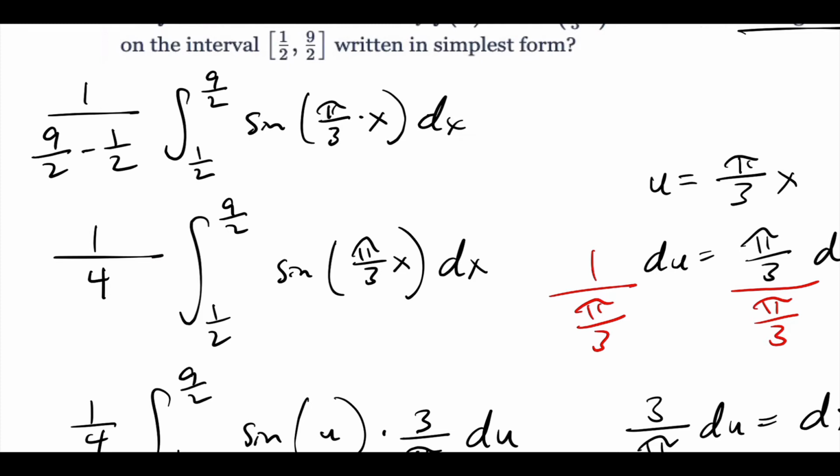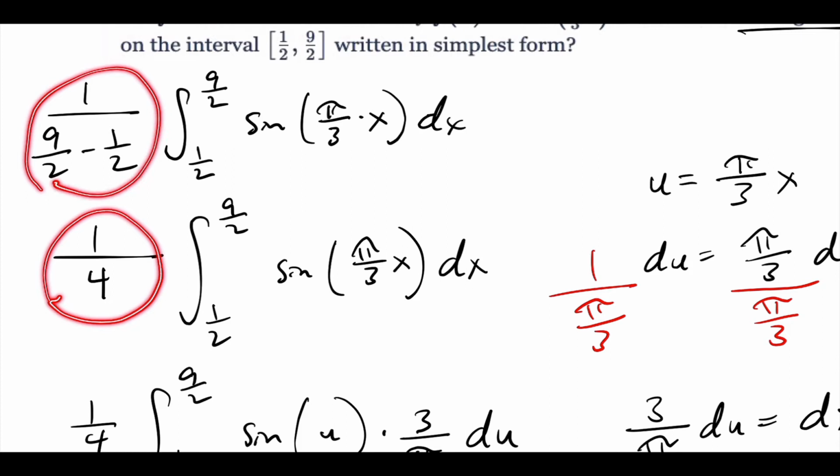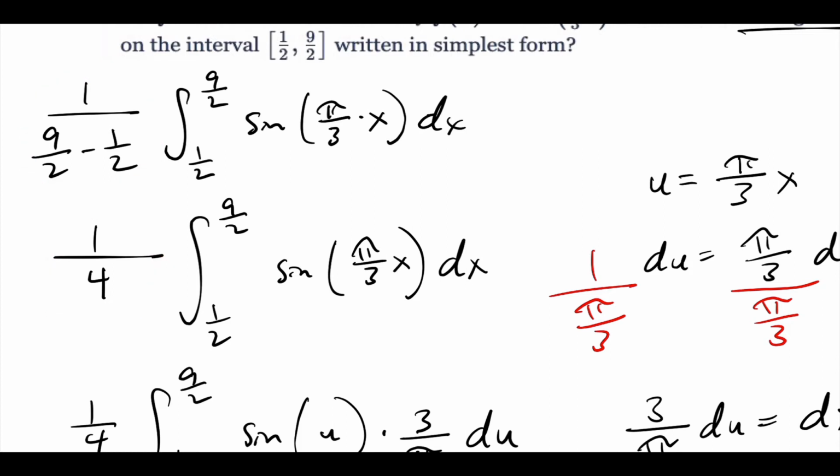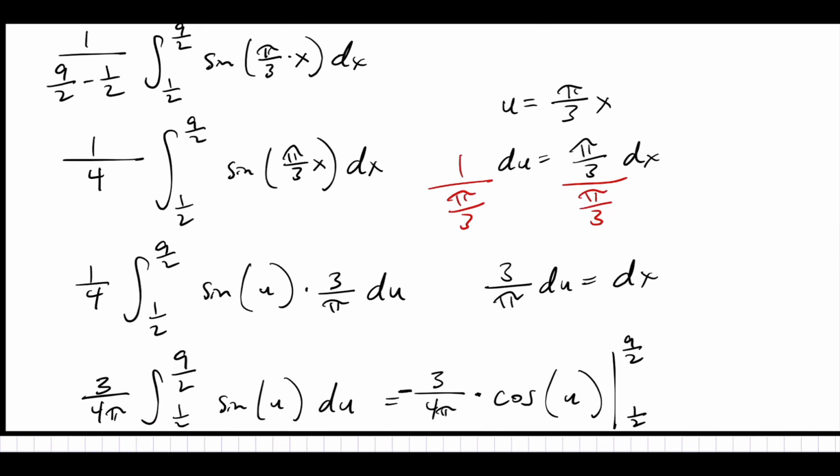Then we did the rest. Everything else was what we usually do. That's the only part about average value that's different, this guy out here. Everything else is exactly the same as you have done before. So we said u was pi over 3 x. We solved it that way, and then we got down to cosine u. So now what I have to do is plug in pi over 3 x, then plug in 9/2 and 1/2 and subtract them. So we've done the problem pretty much. We just haven't done the evaluation part. All right, so let's finish the problem.